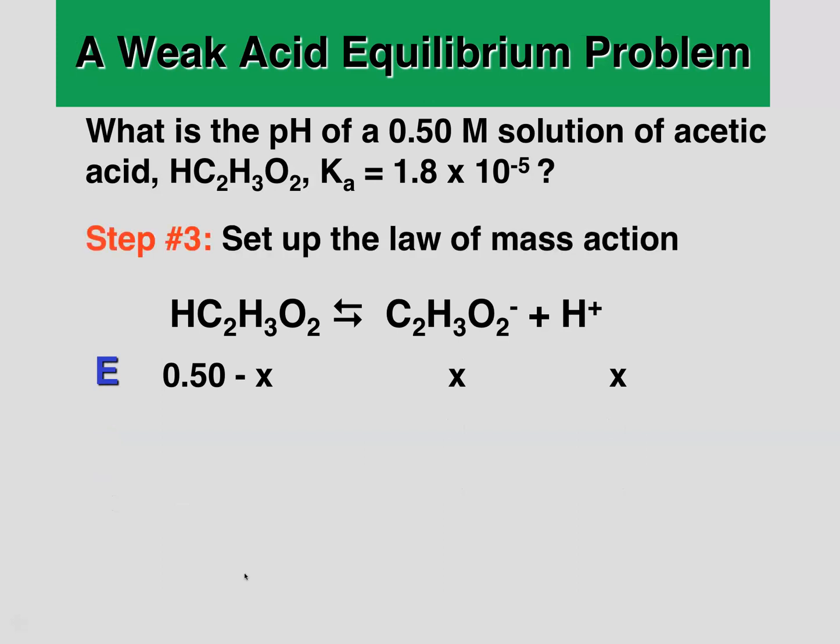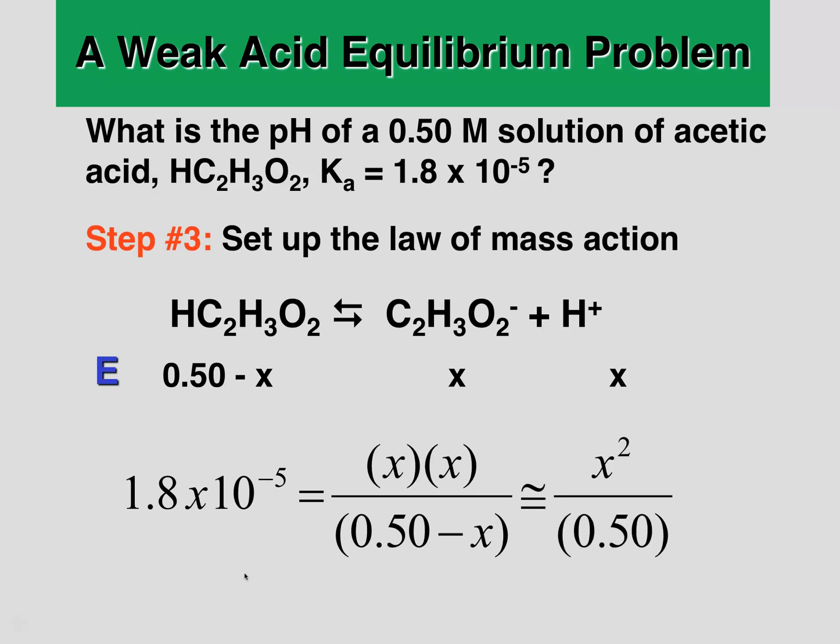All right, step three, set up the law of mass action. You guys have done this many times. Products over reactants, raised to their stoichiometric coefficients. If I do that and plug in the information, I get the equilibrium constant, Ka, in terms of the acid, equal to products over reactants raised to their coefficients. However, we'll see that the minus x has disappeared.